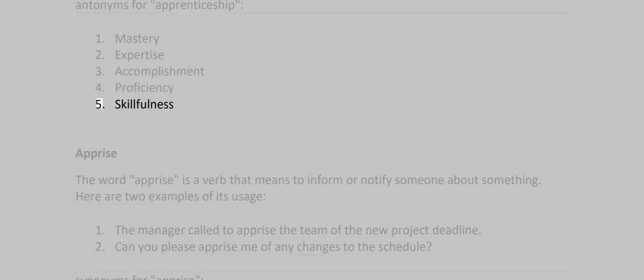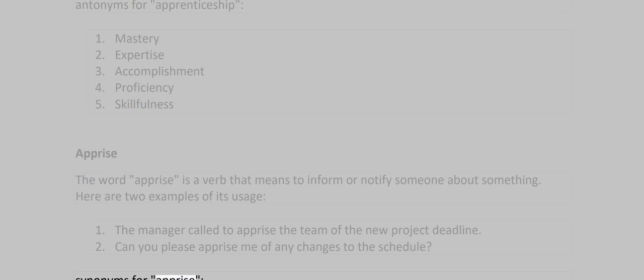Proficiency. 5. Skillfulness. Apprise. The word apprise is a verb that means to inform or notify someone about something. Here are two examples of its usage. 1. The manager called to apprise the team of the new project deadline. 2. Can you please apprise me of any changes to the schedule?